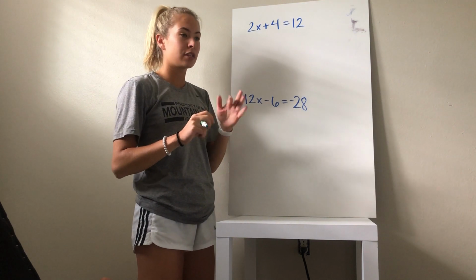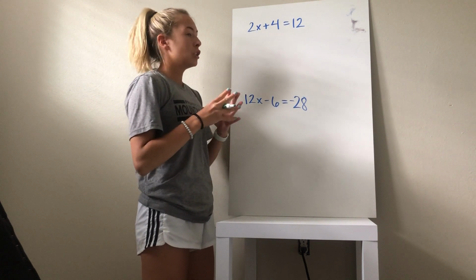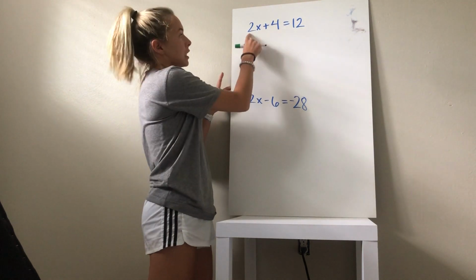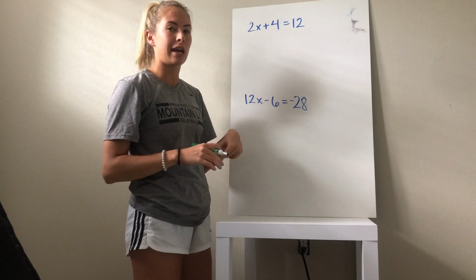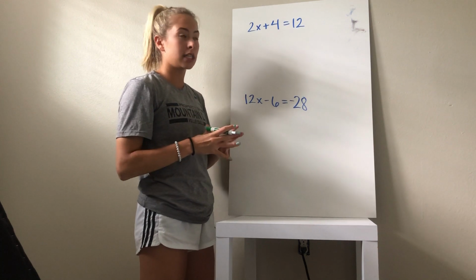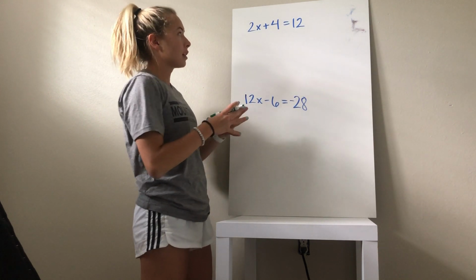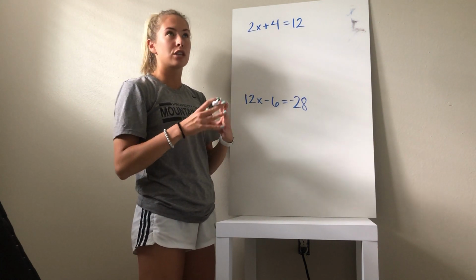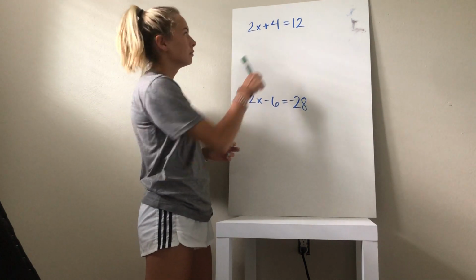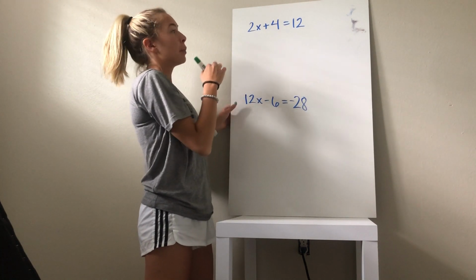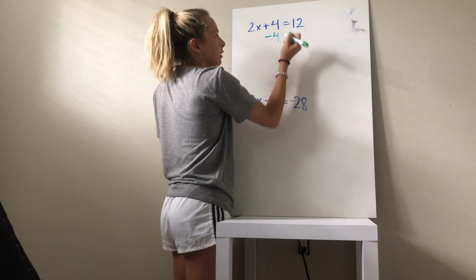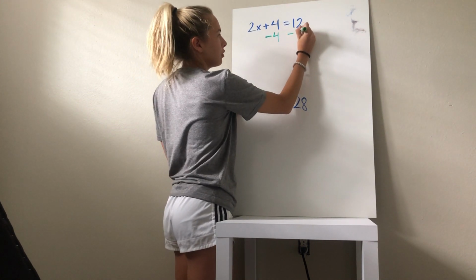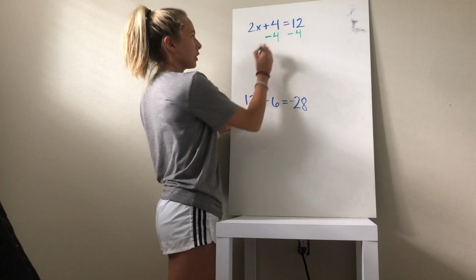Now, the first step I always say is to get the variable term, so in this case 2x, on one side alone, right? We don't want to get rid of the 2 just yet, but we just want 2x on one side. So what's on the same side of 2x as 2x that we want to get rid of? It's 4, right? It's a positive 4, so we want to use negative or subtract 4. And what we do to one side, we have to do to the other to keep the balance.